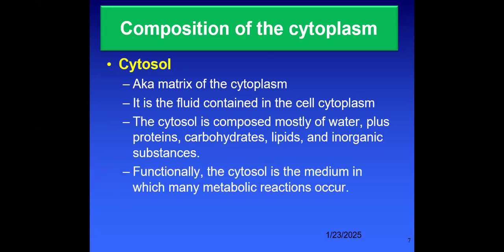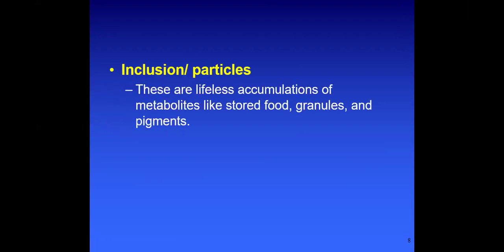Functionally, the cytosol is the medium in which many metabolic reactions occur, both catabolic and anabolic reactions, because this is the space where the different reactions occur. Then the inclusions are the particles. These are the lifeless accumulations of metabolites like stored food, granules, and pigments.